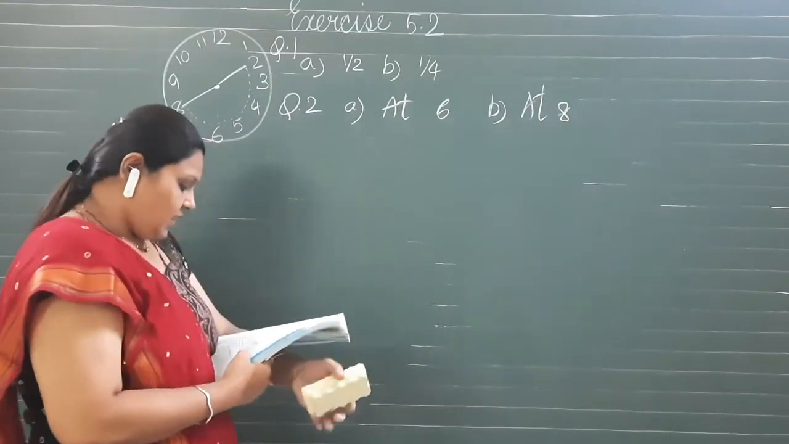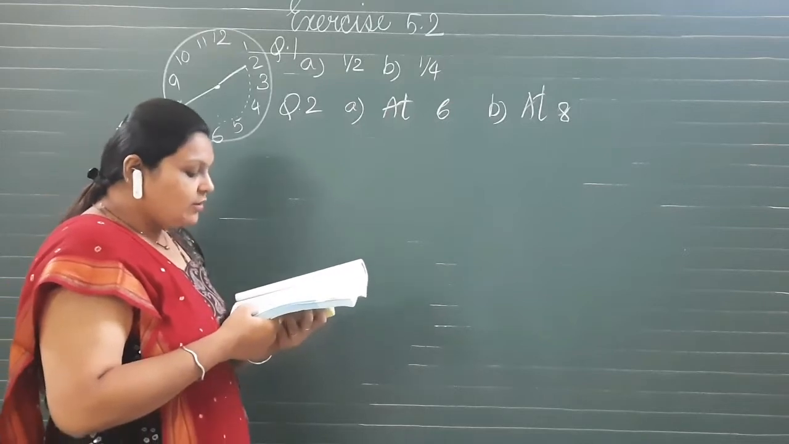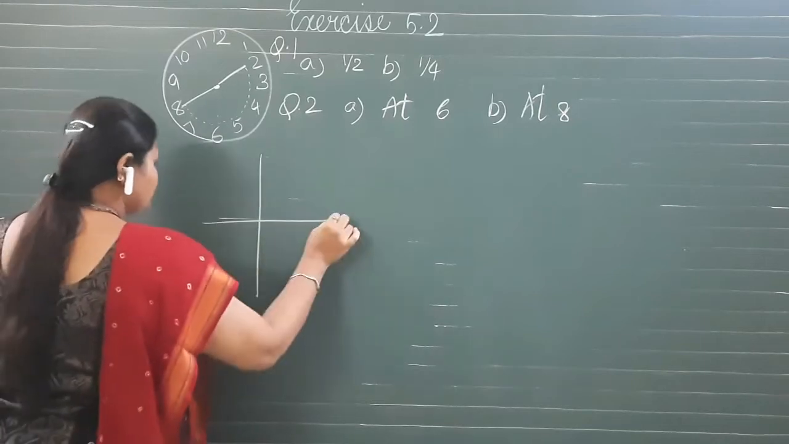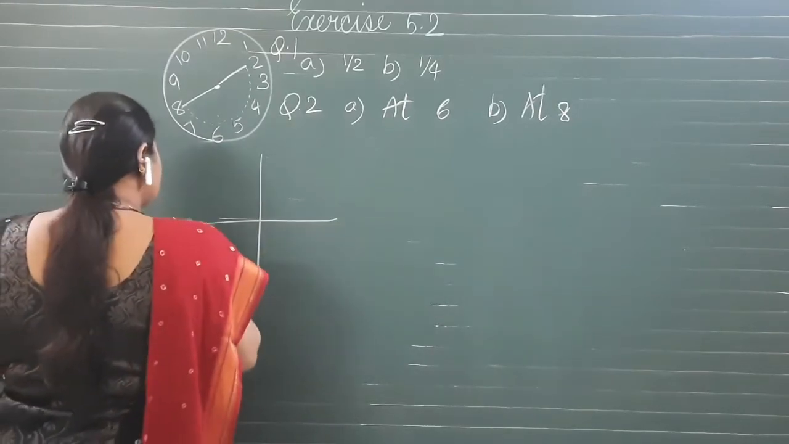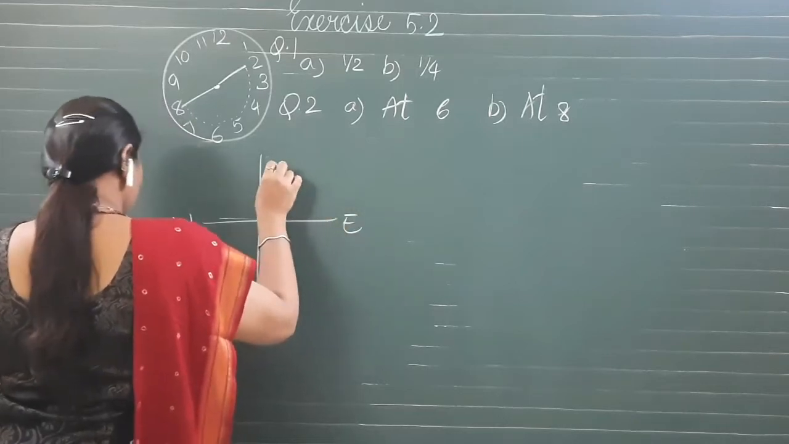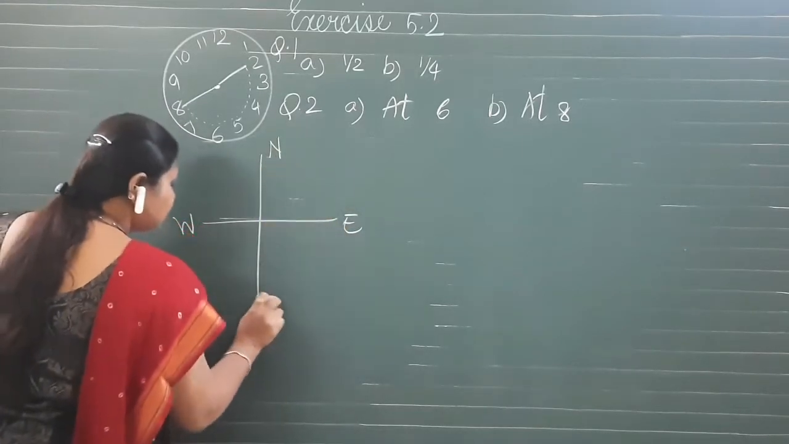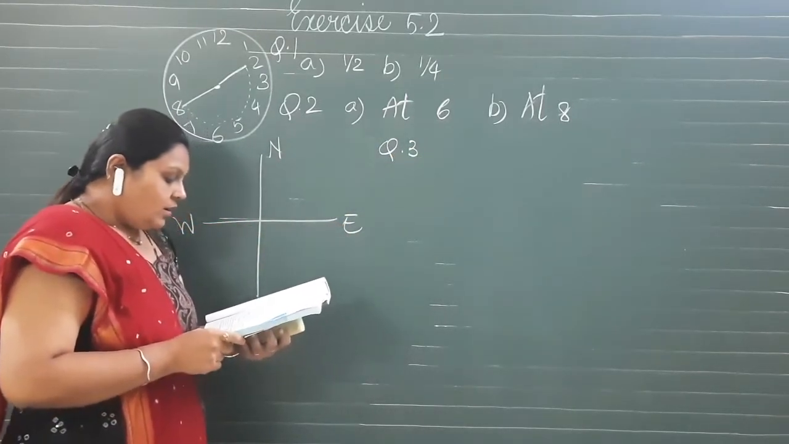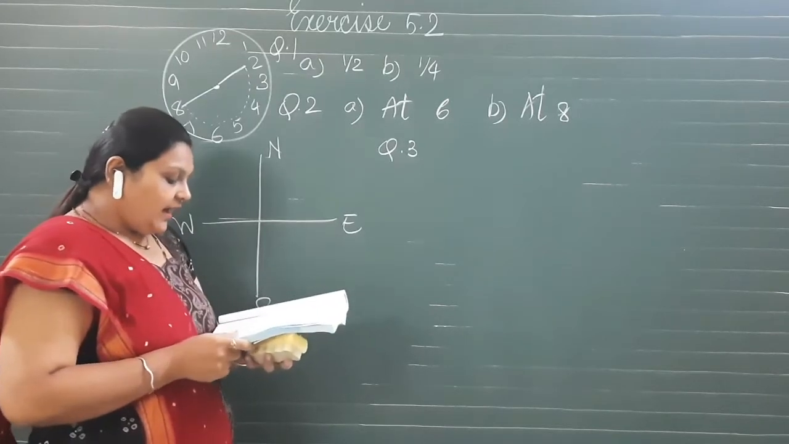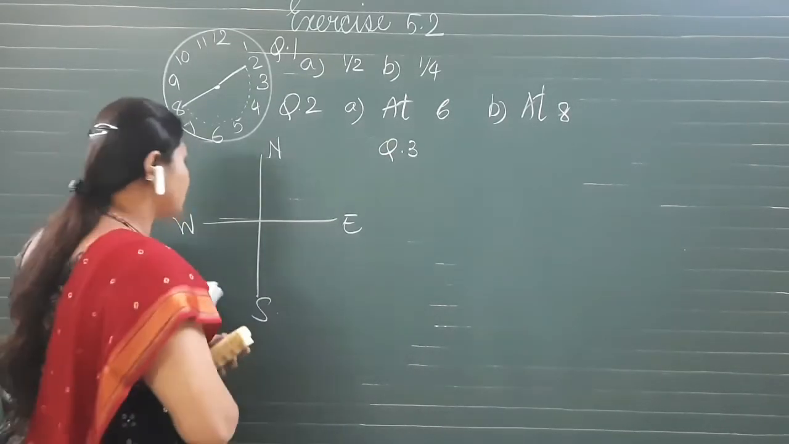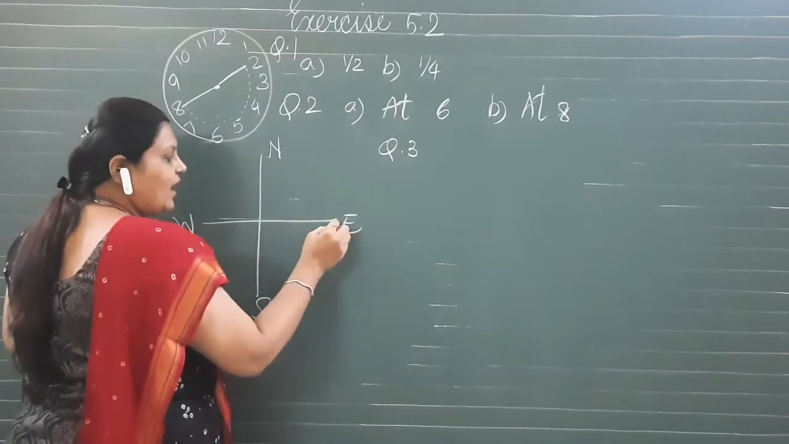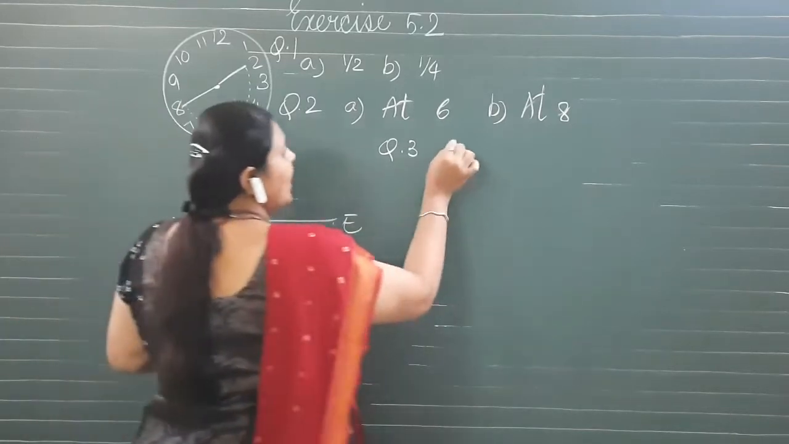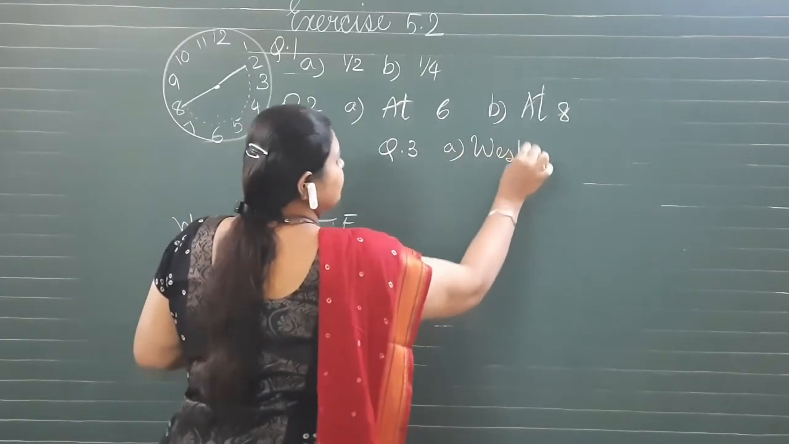Question number 3. Which direction will you face if you start facing? Now we have to consider the directions. So it is here west, east, north and south. First, if you are at east and making half revolution, you will be at west. So the answer will be west direction.